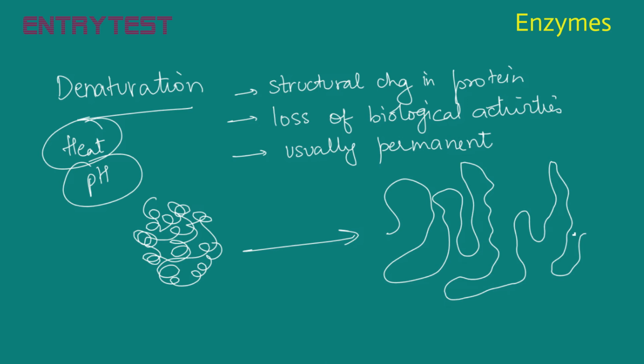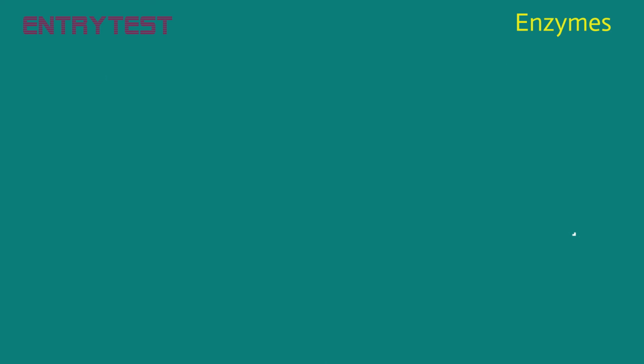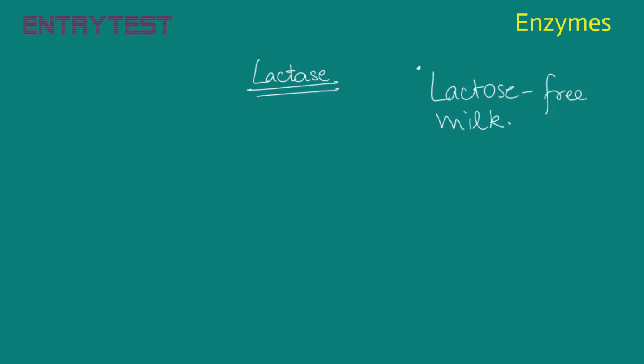Now we are going to study one specific enzyme and a few of its applications, and that enzyme is lactase. A very important enzyme that is used to digest milk. So what happens in case we want to produce lactose-free milk? That means for people who are not tolerant to lactose, who are not able to digest lactose, because they do not have the enzyme lactase in them. So we need to filter out some lactose with them.